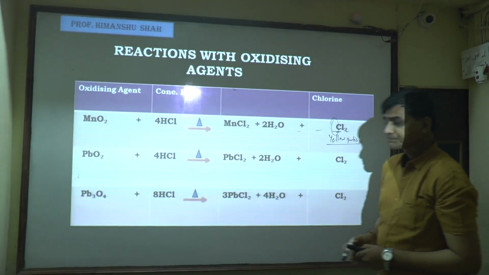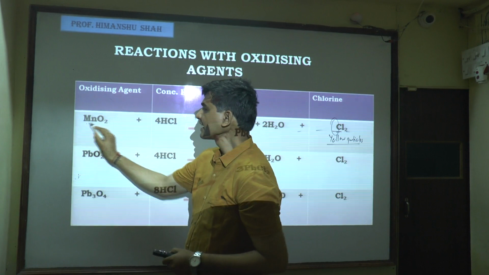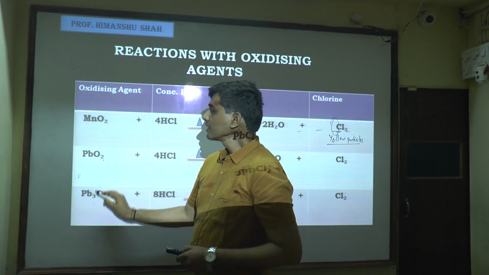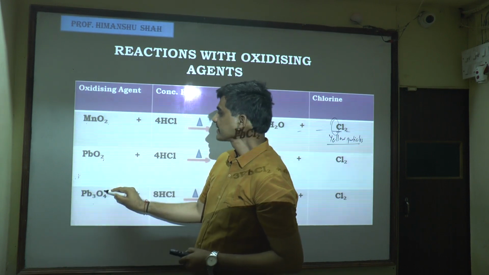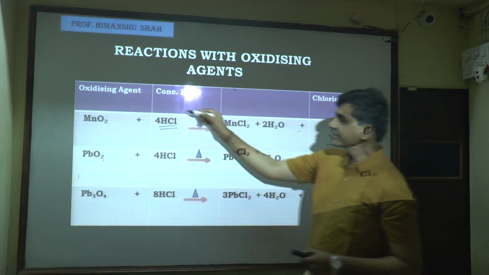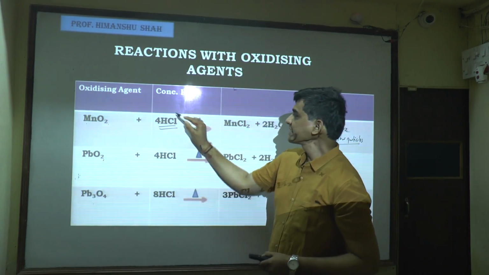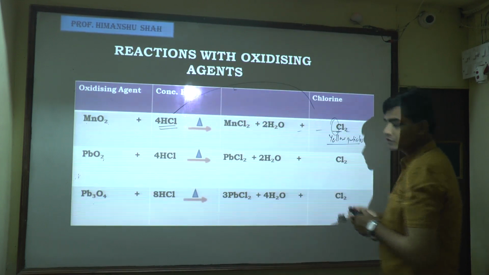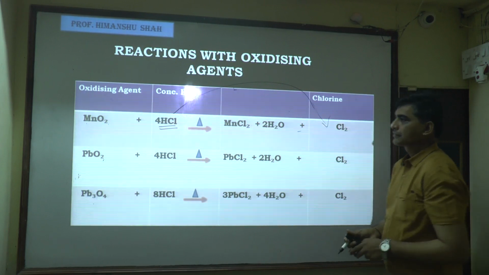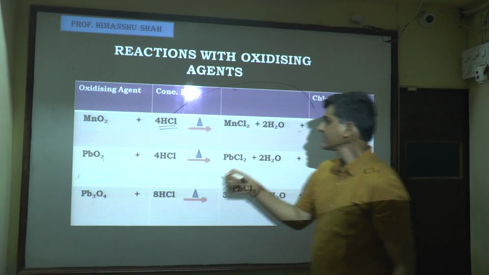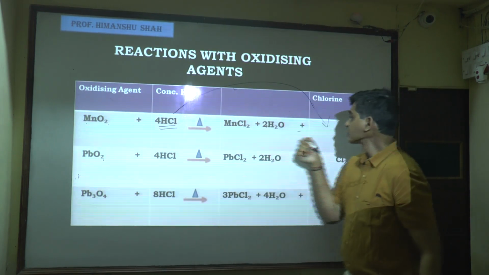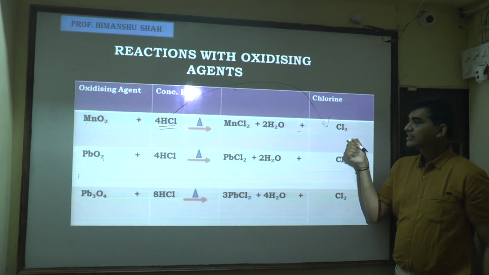Now, MnO2, manganese dioxide, lead dioxide, and red lead: these are all oxidizing agents. When they are treated with HCl, since they are oxidizing agents, they convert HCl into a greenish yellow gas, chlorine. So MnO2 plus HCl gives salt, water and chlorine. The hydrogen chloride gas is oxidized into chlorine gas, which is greenish yellow.